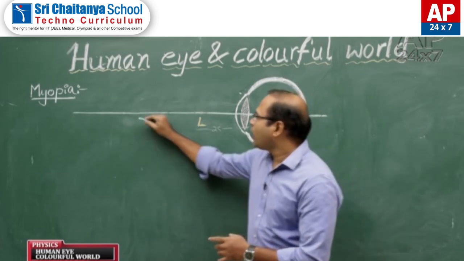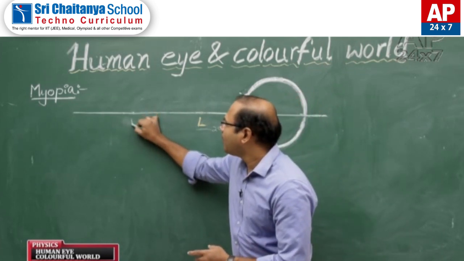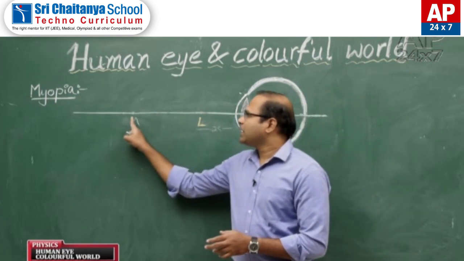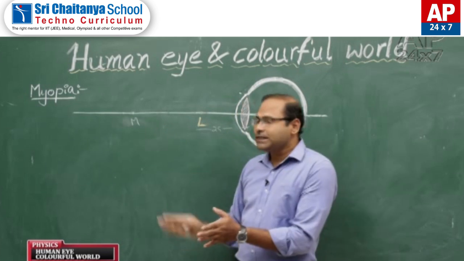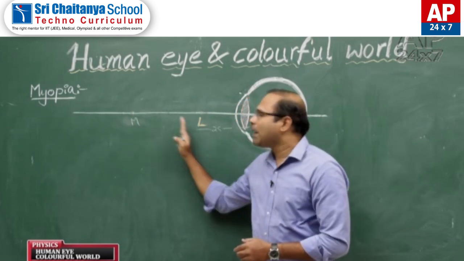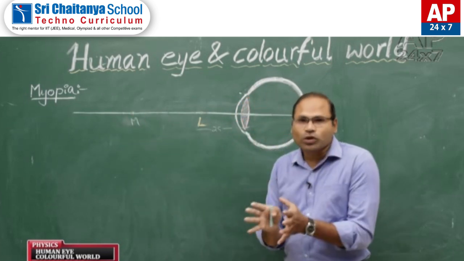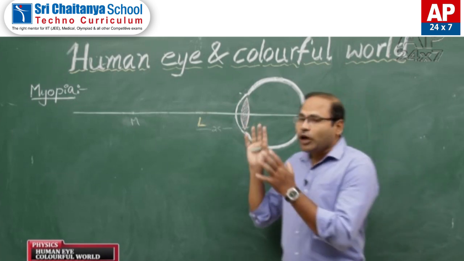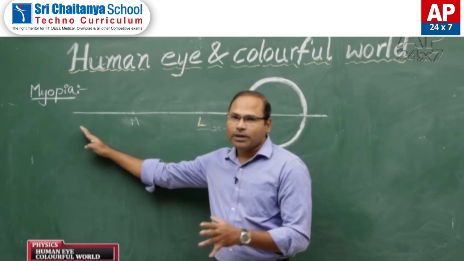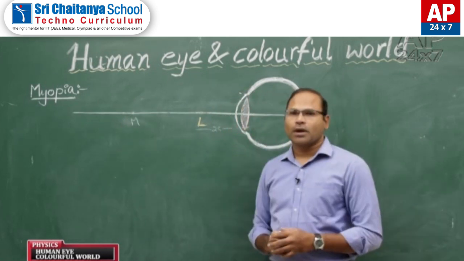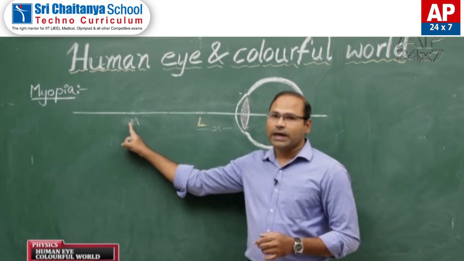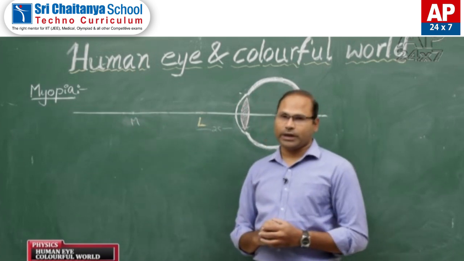Let us take the point as M, where if objects lie here on M or in between M and L, only those objects can be seen by people suffering from myopia. If the object lies beyond M, then they cannot see clearly. Now, this point of maximum distance is called the far point.